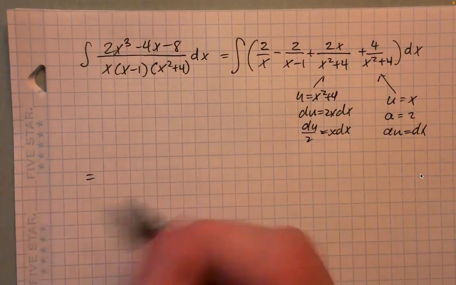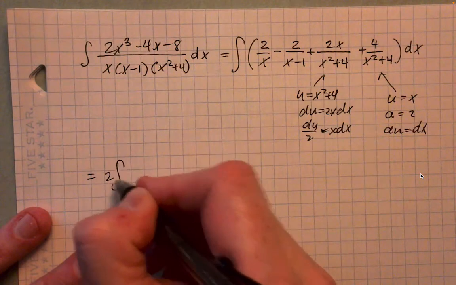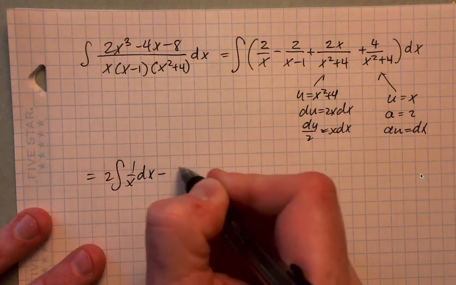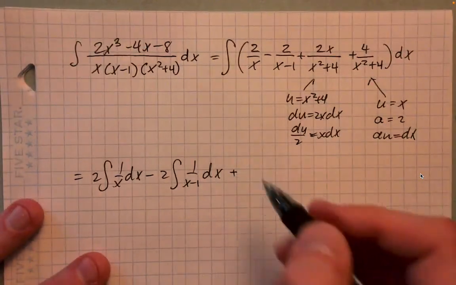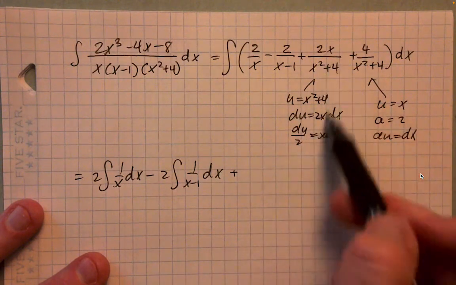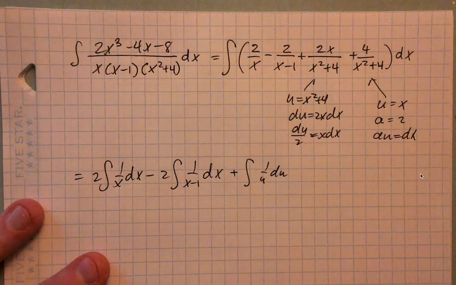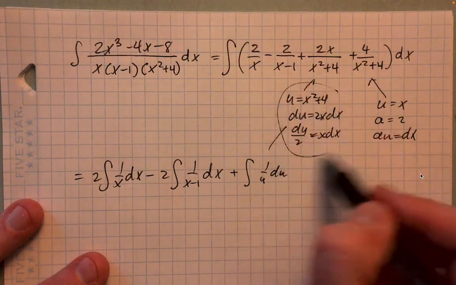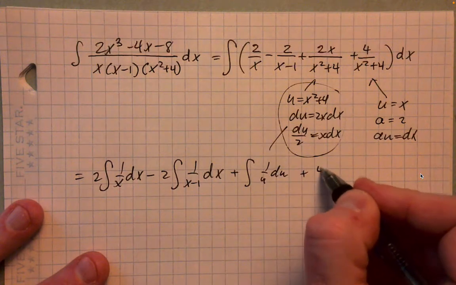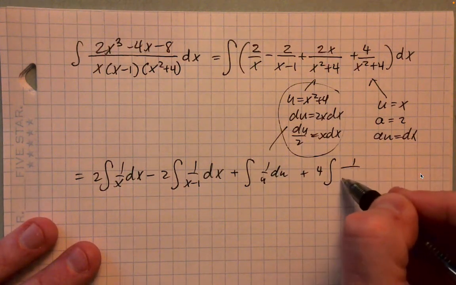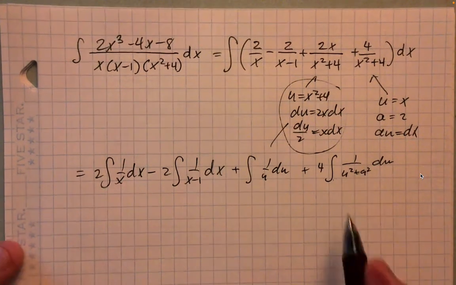All right, let's run through this. So I'll just write it out once more with all of the u substitutions in place. So this will be 2 times the integral of 1 over x dx minus 2 times the integral of 1 over x minus 1 dx plus, now what happens here, this works out perfectly, so this will be the integral of 1 over u du. Okay, just keeping in mind that these are the u's that go with it. Okay, and this one is going to be plus 4 times the integral of 1 over u squared plus a squared du. Okay, so this gets that trig form.